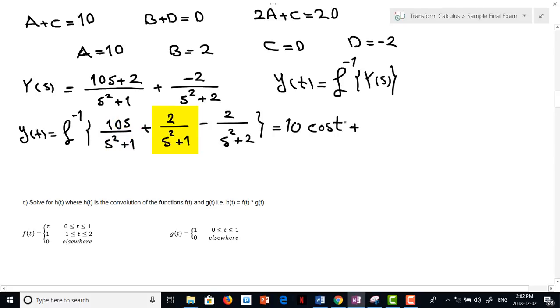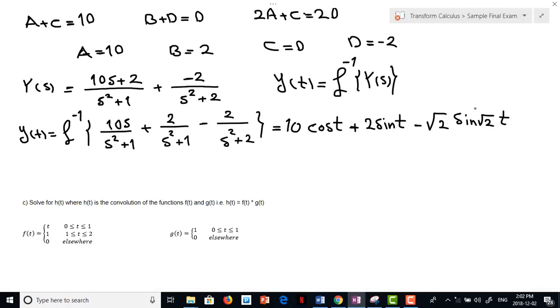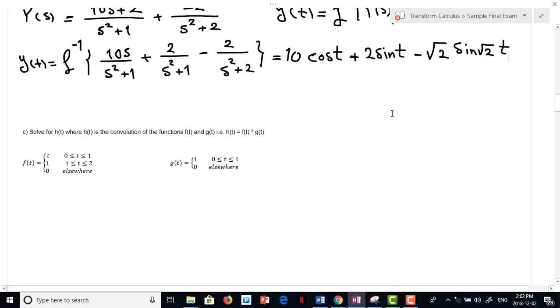plus 2 sine t minus root 2 sine root 2t. So we could solve part B of question number 1 as well. Let's go through part 3.